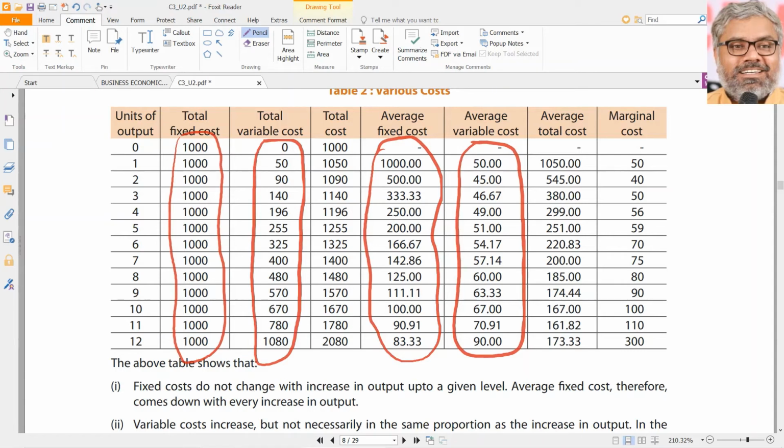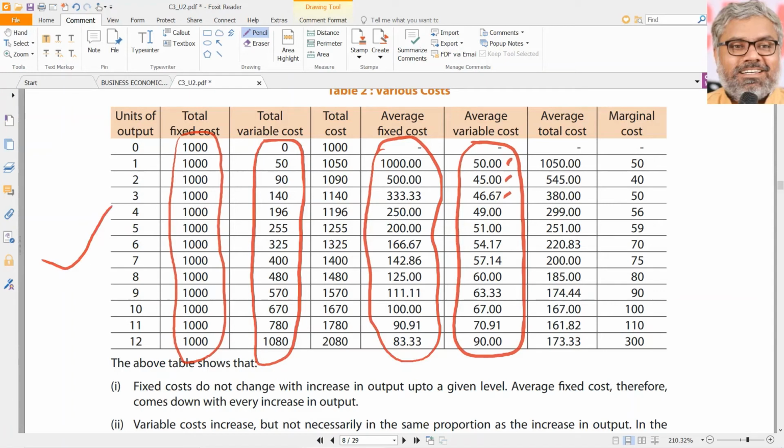0 by 0, nothing, so you cannot have it. Then 50 by 1, 50 rupees. Then you have 90 by 2, 45 rupees. Then you have 140 by 3, 46.67. Already it started rising. So from 50 to 45, it just reduced a little bit. But after a little bit of reduction, it started rising. That is average variable cost.